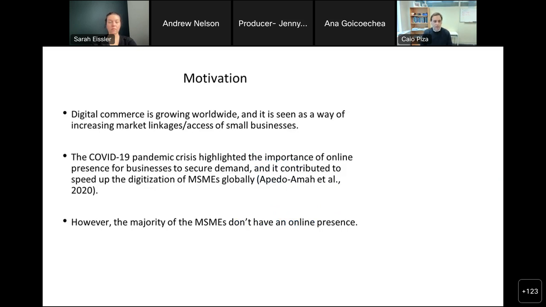Very briefly, digital commerce is growing worldwide, and during COVID, for example, it became very clear that businesses that were already digital had an advantage over others to secure demand and keep alive. But COVID also showed that businesses would have to shift to the digital world soon if they wanted to keep up with demand and with this new world that emerged with the pandemic. However, still the vast majority of micro, small, and medium-sized enterprises don't have an online presence.